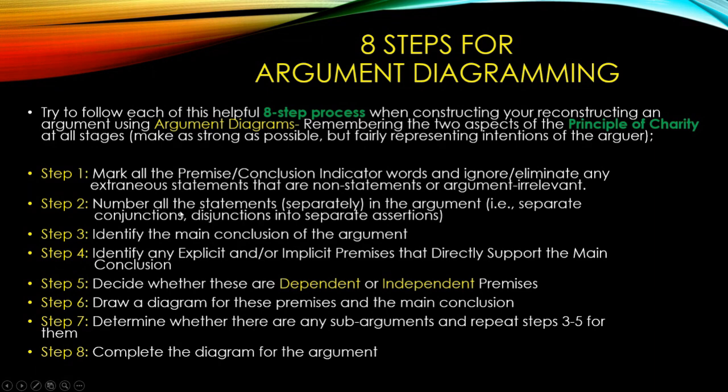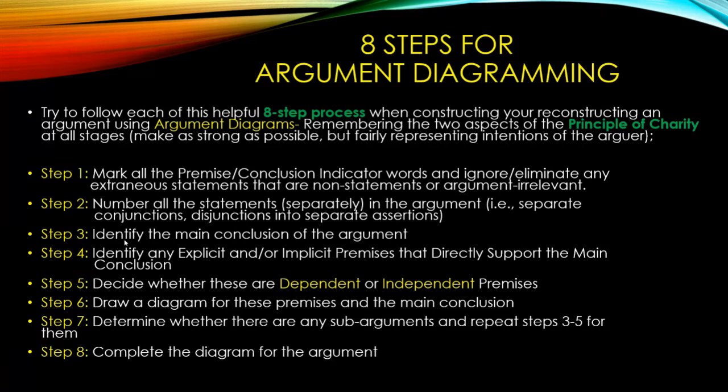That's what I would do. Not do step 1 first. Do this, then I would go to step 1 and mark all the premise or conclusion indicator words and ignore all the extraneous statements or irrelevant things, stuff that have nothing to do with arguments, okay? Then step 3, identify what the main conclusion of the argument is. Step 4, identify any explicit and or implicit premises that directly support the main conclusion.